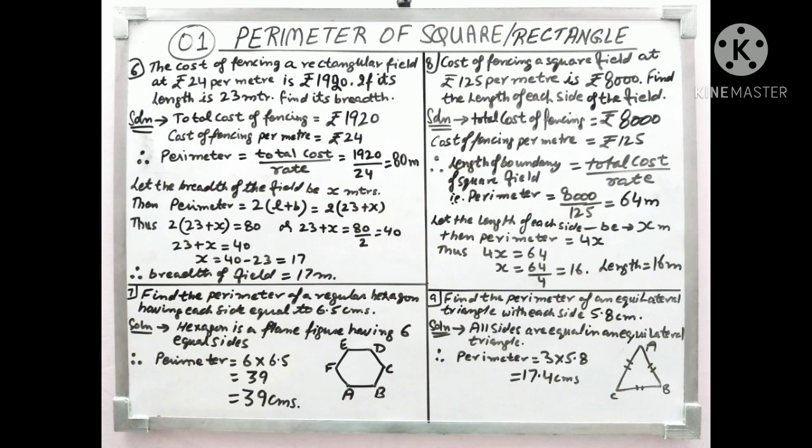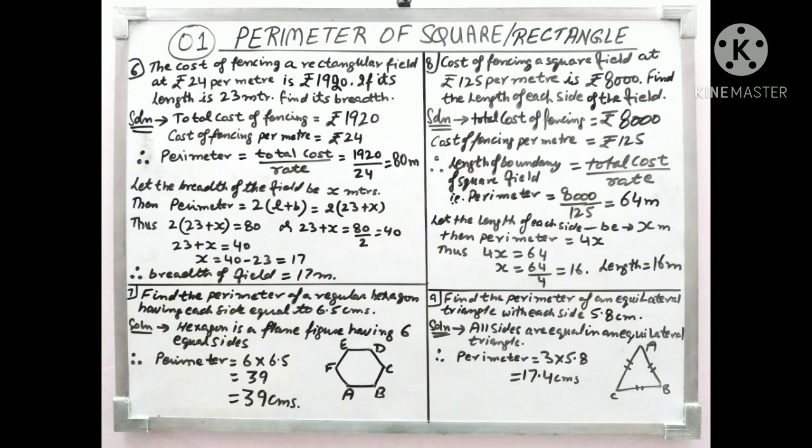If we have to find the perimeter, we will write it like AB plus BC plus CD plus DE plus EF plus FA. That means 6 times a particular side. So perimeter is equal to 6 into 6.5 because it is given that each side is 6.5. This gives us 39 centimeters. Therefore, the perimeter of the required regular hexagon of each side equal to 6.5 centimeters is 39 centimeters. Right?